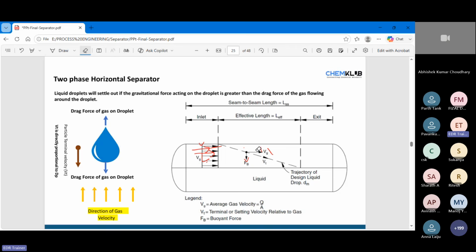Understood? If you can see here, right? Here is FB. FB is the buoyant force that will be applicable, and then the terminal settling velocity related to the gas. Right? If you are thinking my liquid directly drops down, no, my liquid will drop down from here, at this angle only. And this is the angle which you need to calculate.